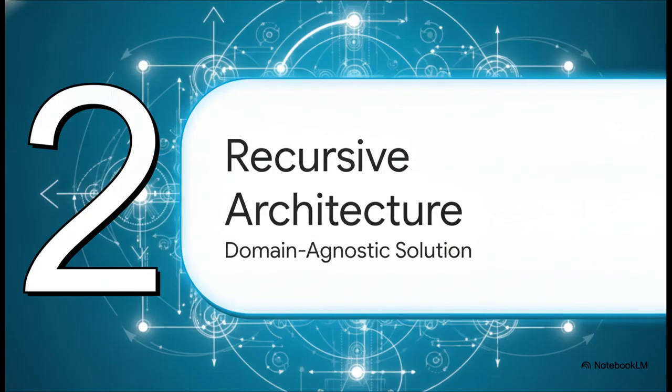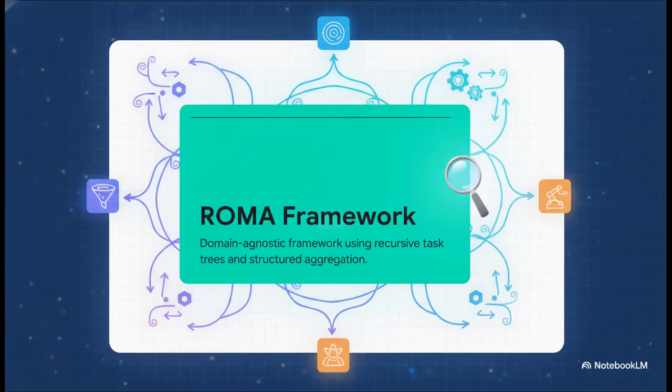Moving on to part 2, ROMA's recursive architecture, a domain-agnostic solution. So how does Sentient AGI fix this? Well, enter ROMA. By definition, the recursive open meta agent is a domain-agnostic framework, meaning instead of slapping on all these task-specific duct tape hacks, it actually standardizes the agent architecture itself. It coordinates multi-agent systems using recursive, dependency-aware task trees and structured aggregation. To put it simply, it's not a new model. It is a completely brilliant new way to orchestrate the models we're already using.